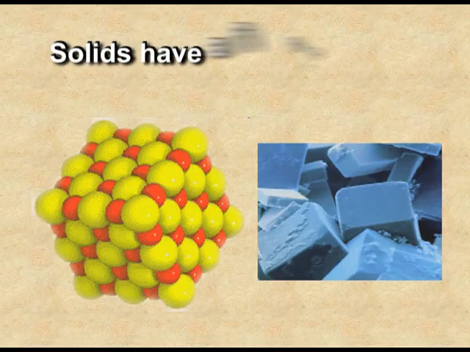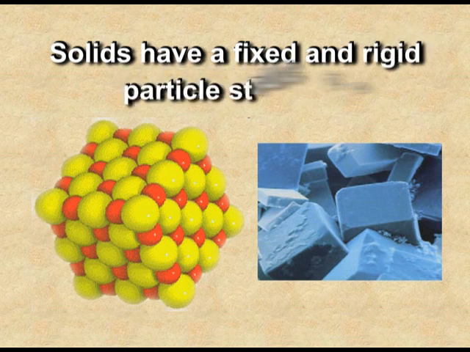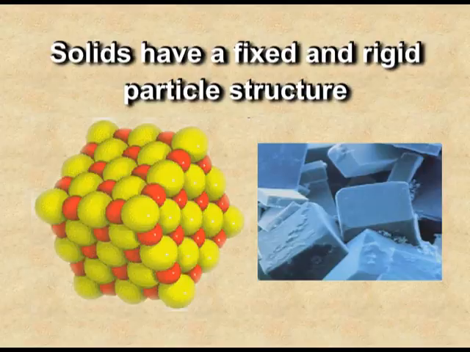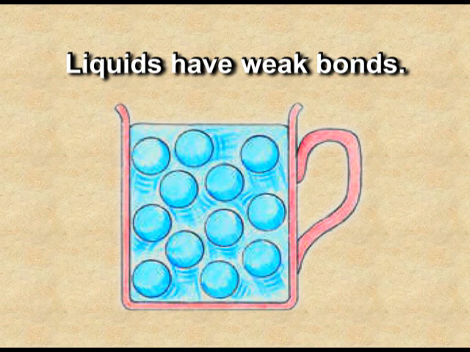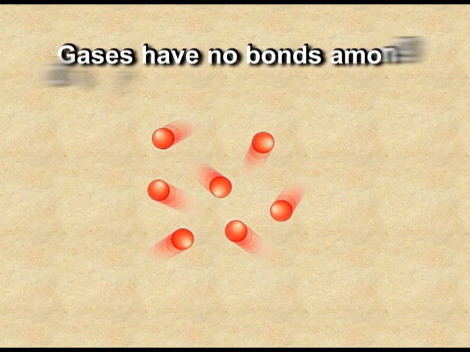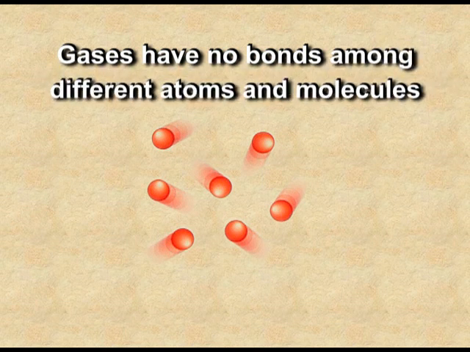The solids have a fixed and rigid particle structure. It is only because the constituent particles are very closely packed. Liquids have weak bonds and the molecules are free to move. Gases have no bonds among different atoms and molecules. Liquids and gases can take the shape of any container.